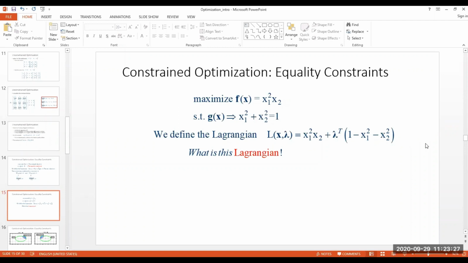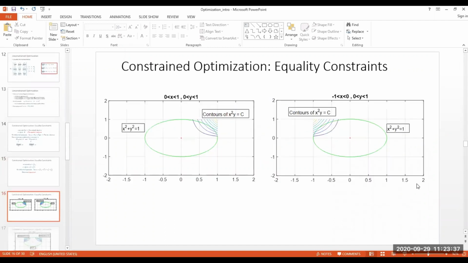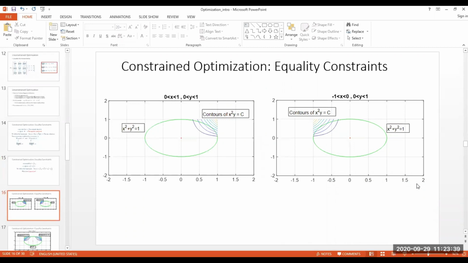So now take a look at the geometrical or physical interpretation. What is this Lagrangian actually? Let's look at the contours of our fitness function. I will elaborate each of these curves slowly. So the green curve is basically the circle. So you see the unit circle.